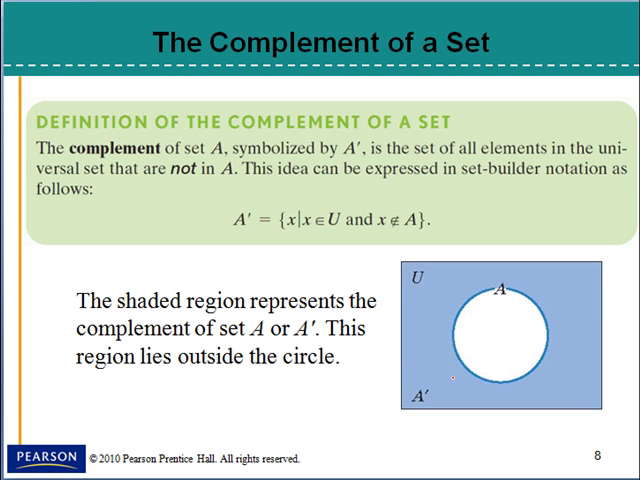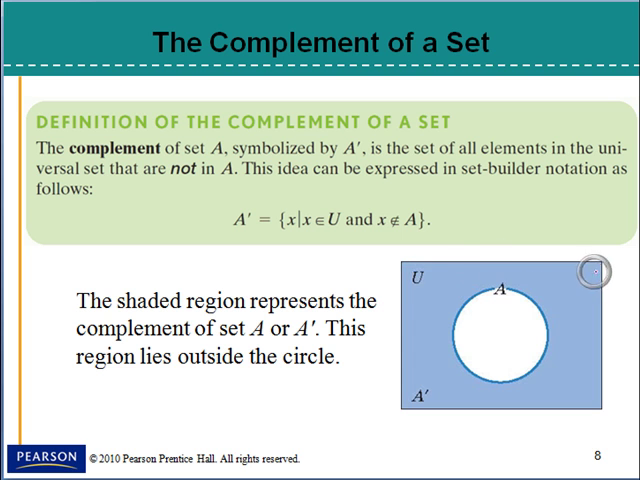Now let's look at the complement of a set. The complement of the set, for which we use the symbol A prime, is the set of all elements belonging to the universal set but not in A. We say that the complement of A is the set of x belonging to the universal set and not in set A. And that is how we describe it and draw the Venn diagram.